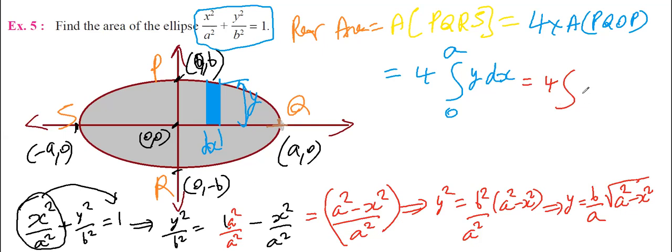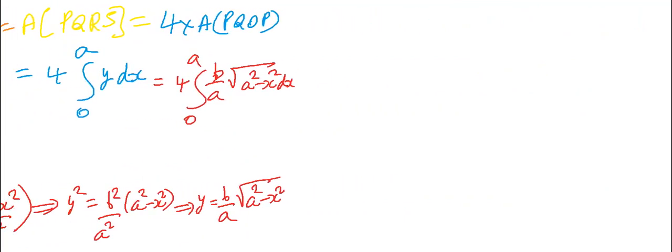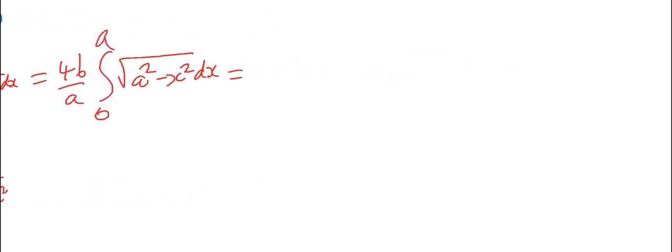So it is 4, then 0 to a, y is b by a square root of a square minus x square dx. Now b by a is a constant, so you can take this constant out. So you will get 4 b by a integration 0 to a of root of a square minus x square dx. Now here you have to apply the formula of integration of root of a square minus x square. I am writing it here.